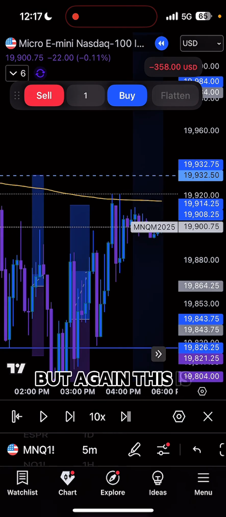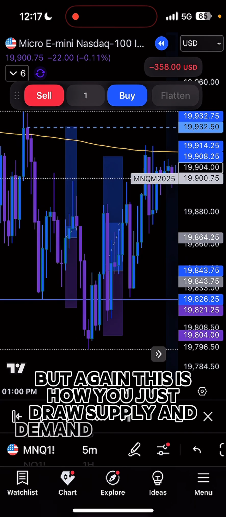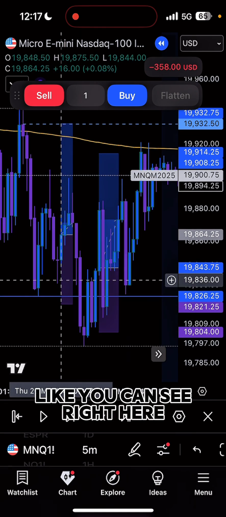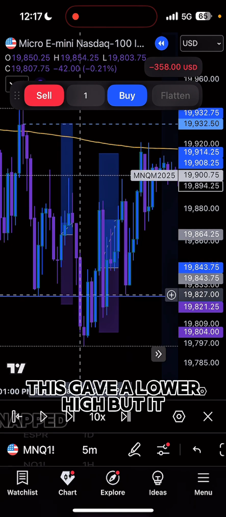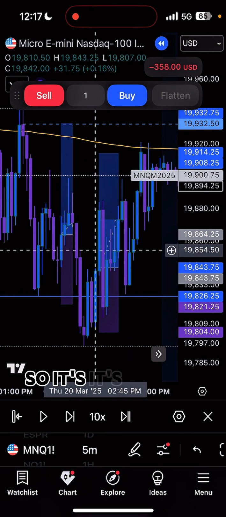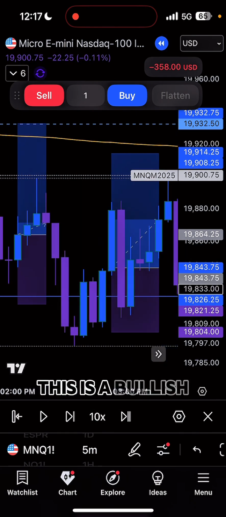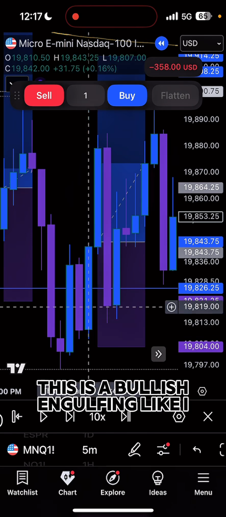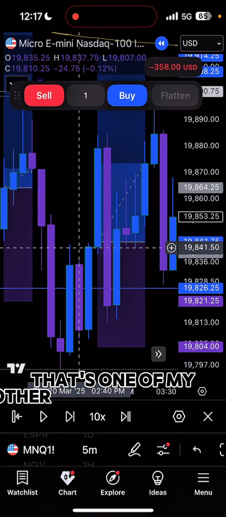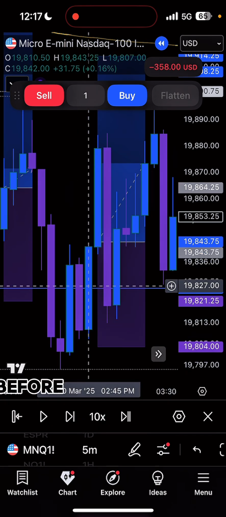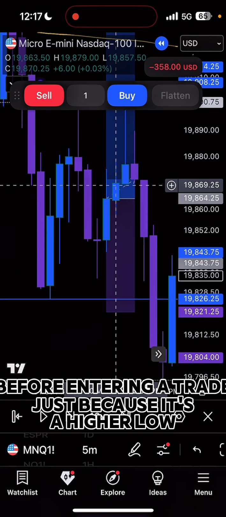But again, this is how you just draw supply and demand areas. Again, like you can see right here, this gave a lower high, but it snapped right back under. So it's always good to wait for an indicator candle like this. This is a bullish engulfing candle pattern, like I said. That's one of my other indicator candles that I like to see before entering a trade, just because it's a higher low. See what I mean?